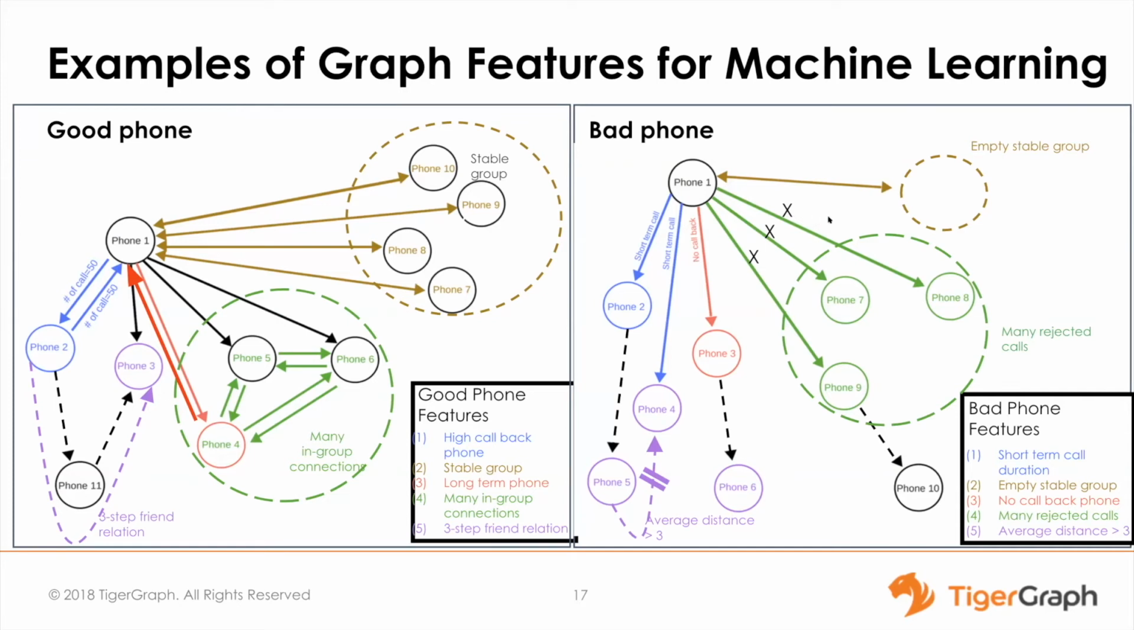This is a robocaller. So first off, it does not have a stable group. No one wants to call back a robocaller, so it's not going to be getting any returned calls. It's going to be making a bunch of calls to numbers and probably not receiving many in return. Additionally, a lot of those calls are going to get rejected. I personally don't answer a number that I don't know when it comes through my phone, so I'm going to reject that call, send it straight to voicemail. And that happens a lot with these robocalls.